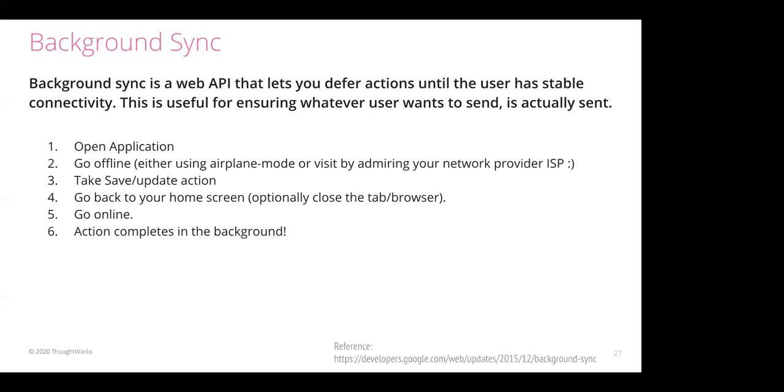So you open your application, and you can go offline. You can either use airplane mode, or just think my ISP is doing great, the network is really great, and then it will just break all your hopes. Then you can take the update action or save action and go back to your home screen. Whenever you are back online, your action will be completed. You can give a notification like, yeah, your order is done. This feature is again very popular in the industry. Facebook does it all the time for profile uploads, for anything.